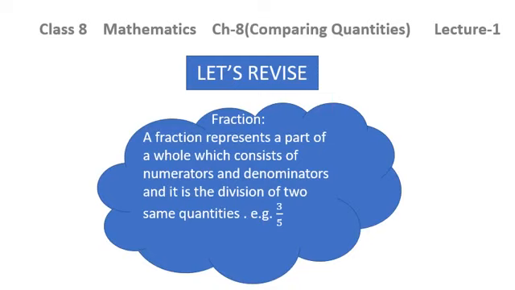It is a part of a whole consisting of numerators and denominators, and it is the division of two same quantities. So 3 by 5, numerator is 3, denominator is 5, and out of 5 parts, 3 parts are to be considered. So 5 is a whole, and how many parts are to be considered? 3, and it is the division of two same quantities.